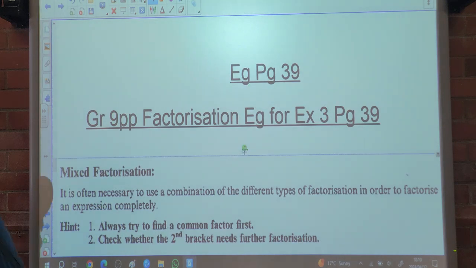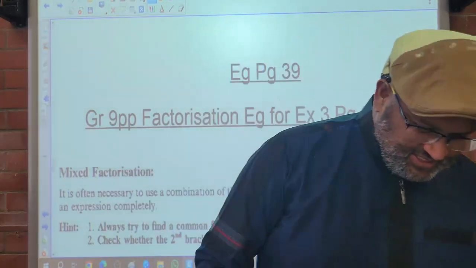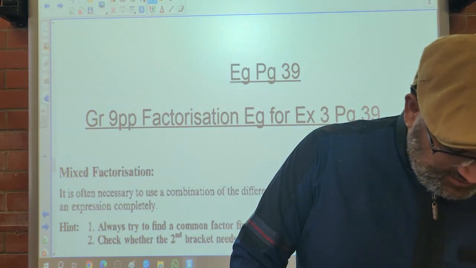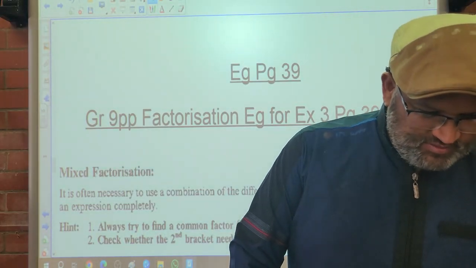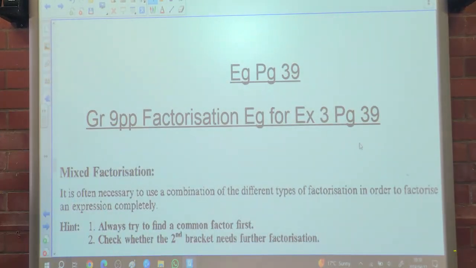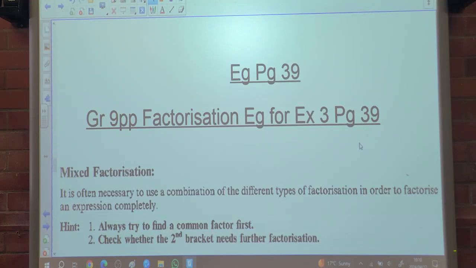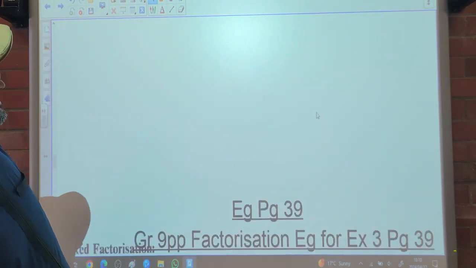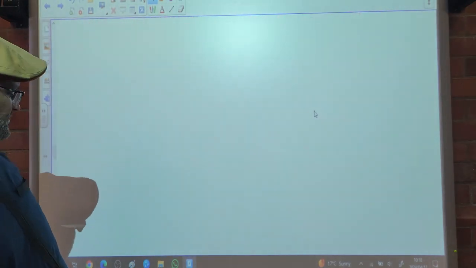Right, so that basically brings us to the end of exercise 3, the examples for exercise 3 on page 39. With that you should have been able to do numbers 1 to 10. Okay. Were there any problems with that homework? So from that exercise, what is the problem?